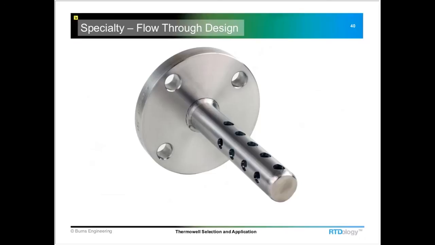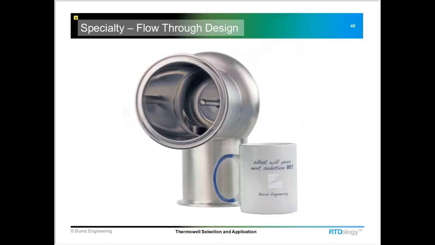Another example of a specialty Thermowell, this one had a perforated stem so that the fluid would pass through it. And here's a larger style elbow Thermowell. There you can see the actual 3/8 diameter Thermowell inside. And I think this is probably like in a 4-inch sanitary style tubing.